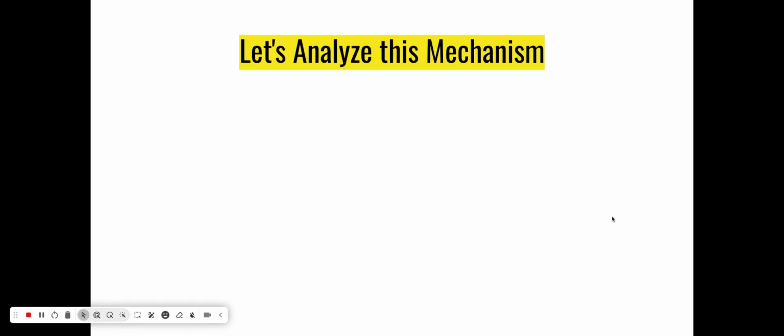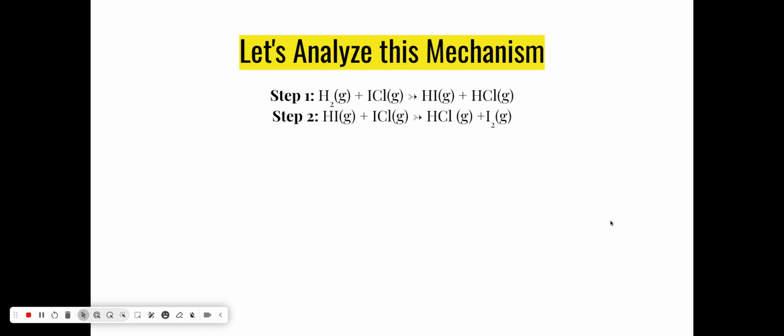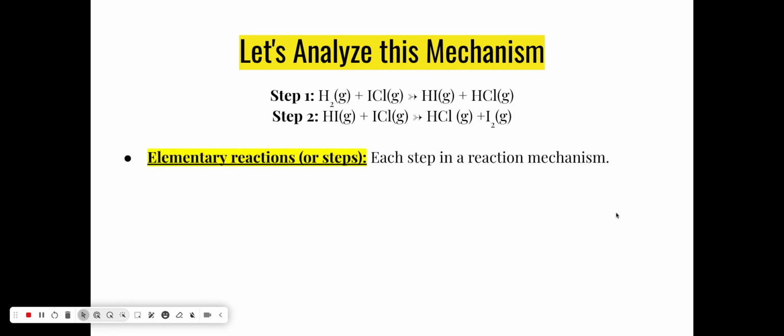So let's analyze this mechanism a bit further. Again, step 1, hydrogen gas reacts with ICl to form HI plus HCl. HI plus ICl is step 2. They react to form HCl and I2 gas. Each one of these steps, guys, is called an elementary reaction, which is simply each step in a mechanism.